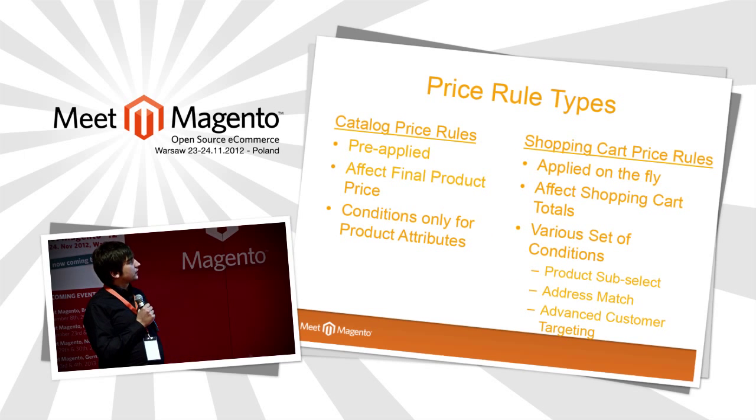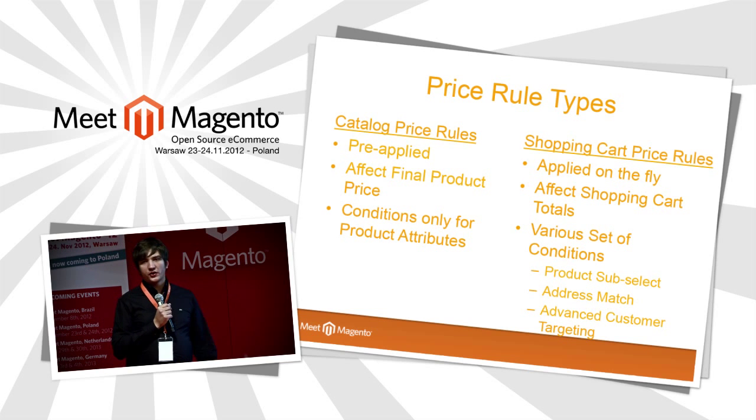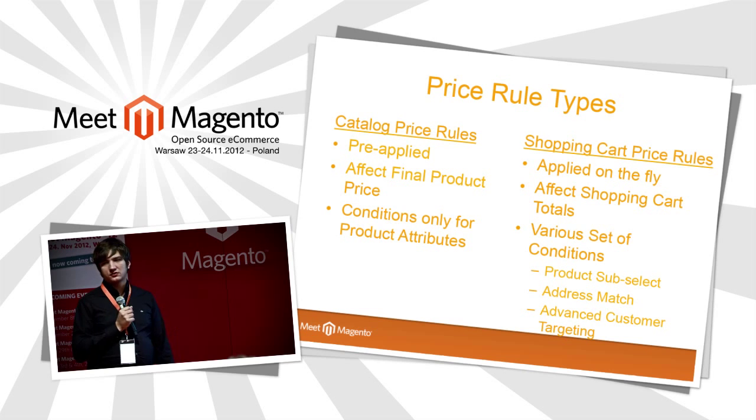There are two kinds of price rule types: catalog price rules and shopping cart price rules. Catalog price rules are pre-applied, so they are already calculated. It just joins the table on the front end when you are in product view, or it just retrieves the value from the price index where this catalog price rule is already applied.